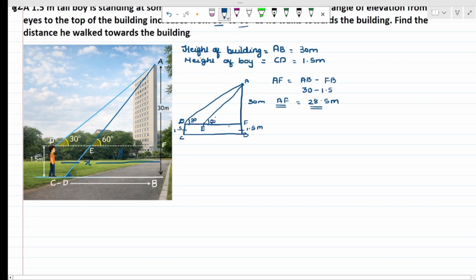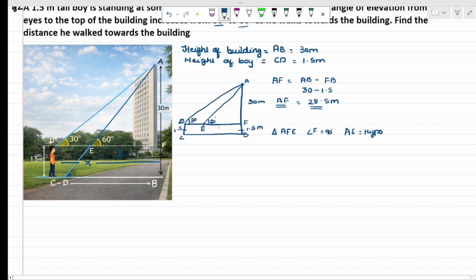Now go by selecting one triangle at a time. So we are first selecting the triangle AFE, where my angle F is equals to 90 degree and AE is my hypotenuse. Every time you select a triangle, you should mention which triangle you are taking, which angle is 90 degree and which is your hypotenuse.